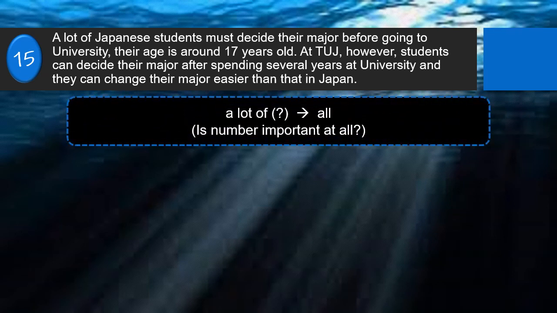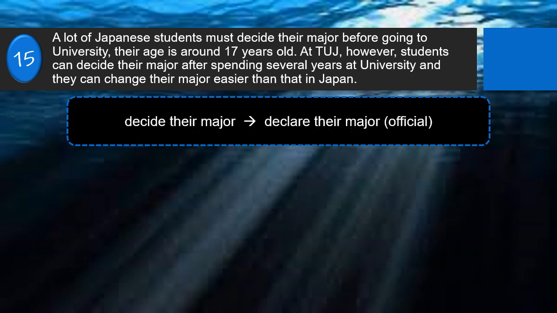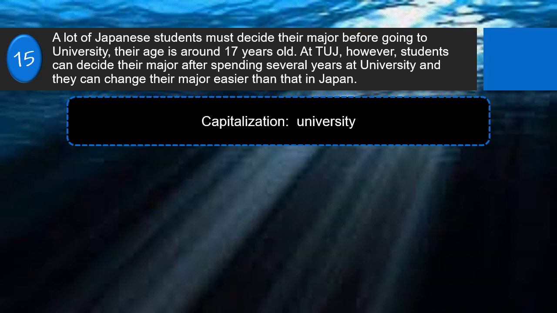A lot of. Isn't it all? 100%? Almost all? But at the end of the day, is the number important at all? Right? Could you get away with just saying Japanese students? Decide their major, declare their major, as mentioned before. Capitalization, going to university. University should not be capitalized. It's not a name.